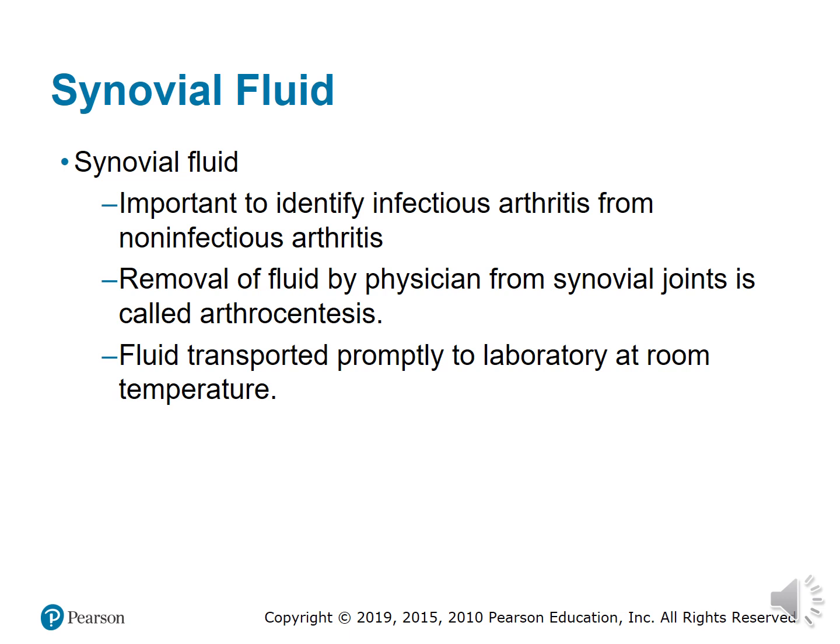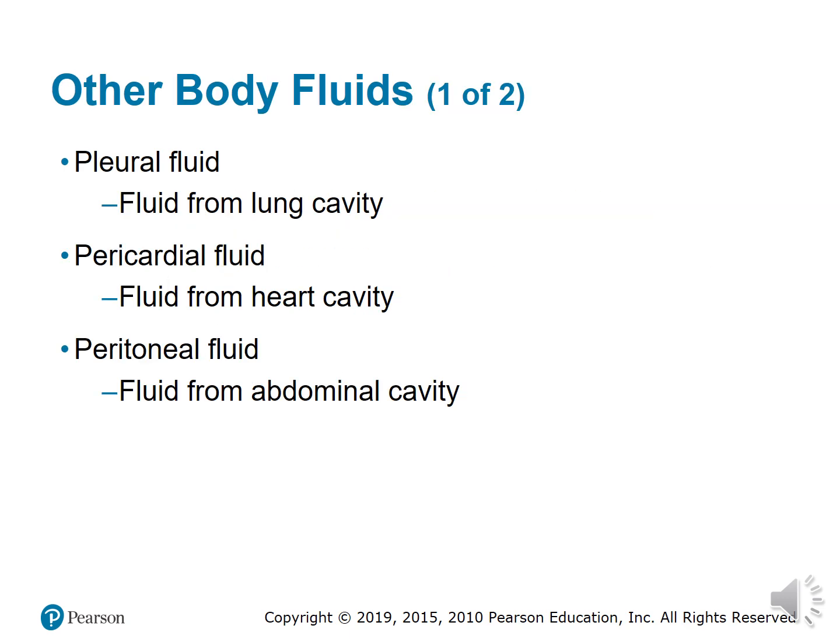Another specimen we can collect is synovial fluid. Basically this is fluid removed to test if a patient has had any joint pain or arthritis pain. It checks to see if there's any arthritic activity in that joint area. Then you have pleural fluid, which comes from the lung. You have pericardial fluid, which is from the heart cavity. You have peritoneal fluid, which is from the abdominal cavity. These are all specimens we bring to the lab to be collected and tested.